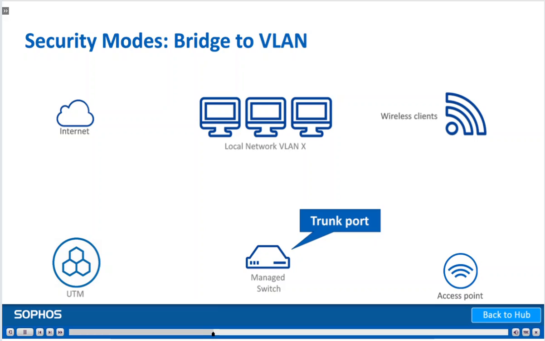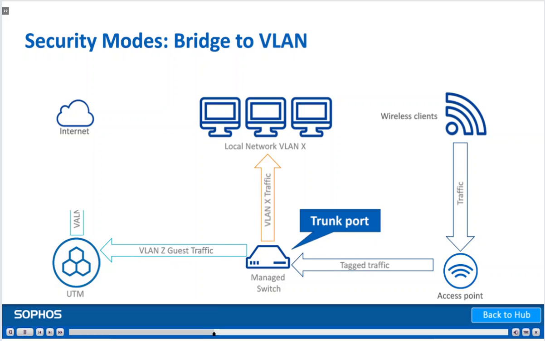Next is Bridge to VLAN. In a Bridge to VLAN configuration, wireless traffic is tagged by the access point, allowing upstream switches or the XG Firewall to identify that the traffic is associated to a specific VLAN. This allows the wireless network to extend that VLAN wirelessly. The access point must be connected to a trunk or hybrid port on the switch so that it is able to read the VLAN tags and route the traffic correctly.